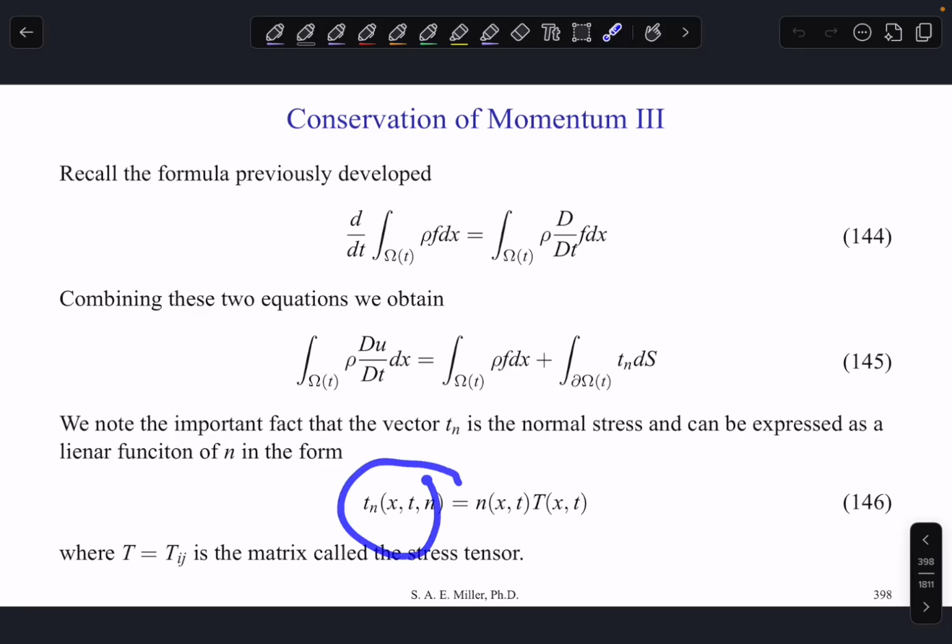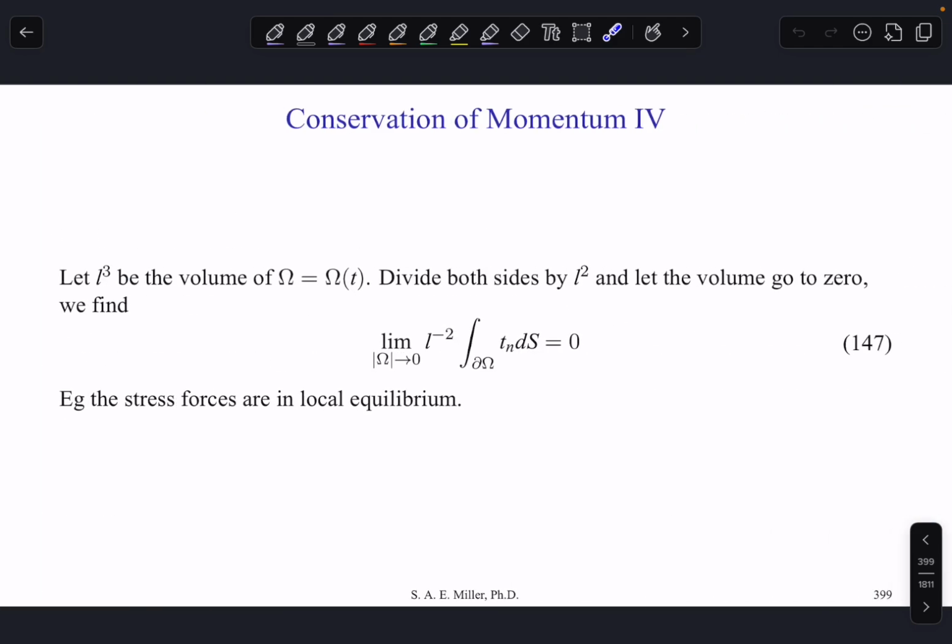So we write Tn as the normal vector times capital T, and we'll call T the stress tensor. L cubed will be the volume of omega. We'll divide both sides of the equation by L squared and let the volume go to 0, like a little plane. We'll write that as in 147, and we'll say that the stress is in local equilibrium.